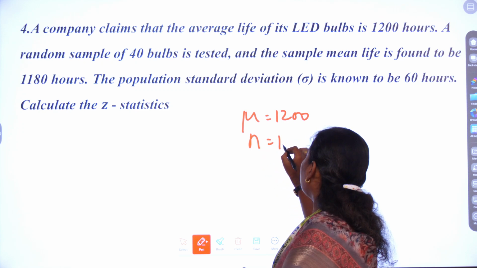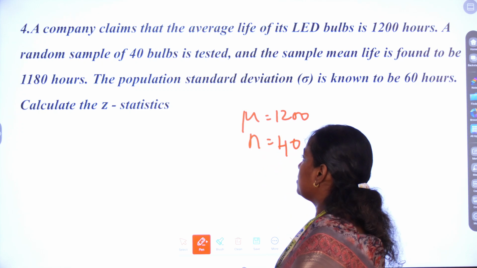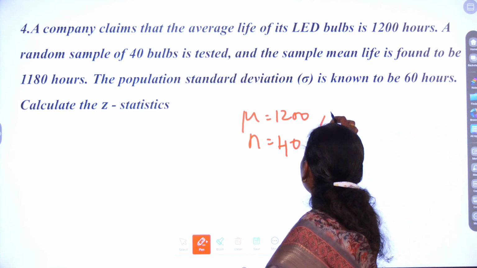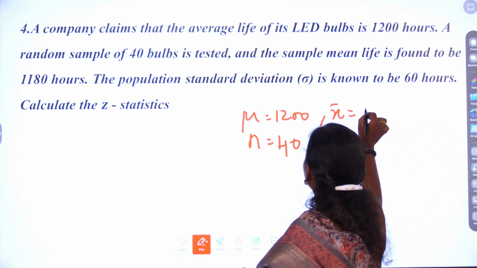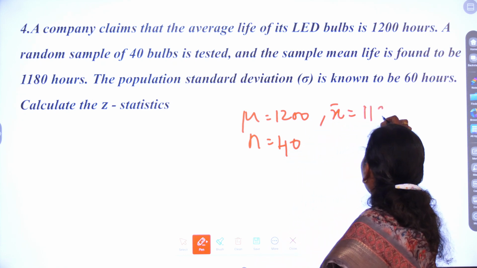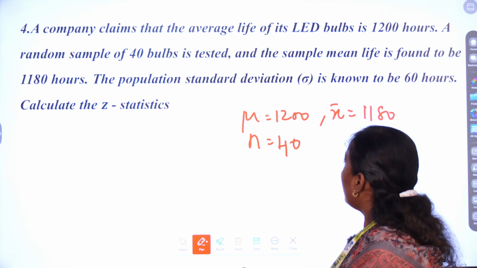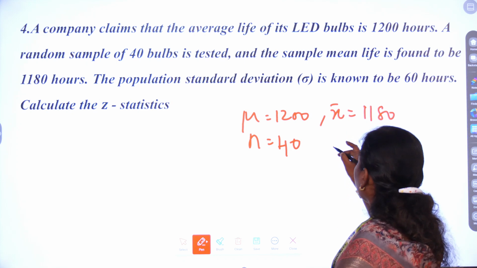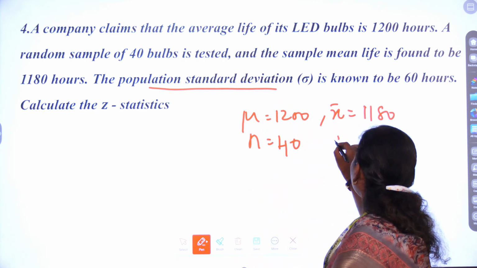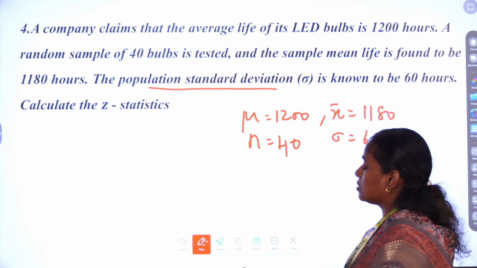It is nothing but n is equal to 40, and the sample mean is found to be, what is our sample mean? X bar, which is nothing but 1180, right? And your population standard deviation is given, which is nothing but sigma is equal to 60.